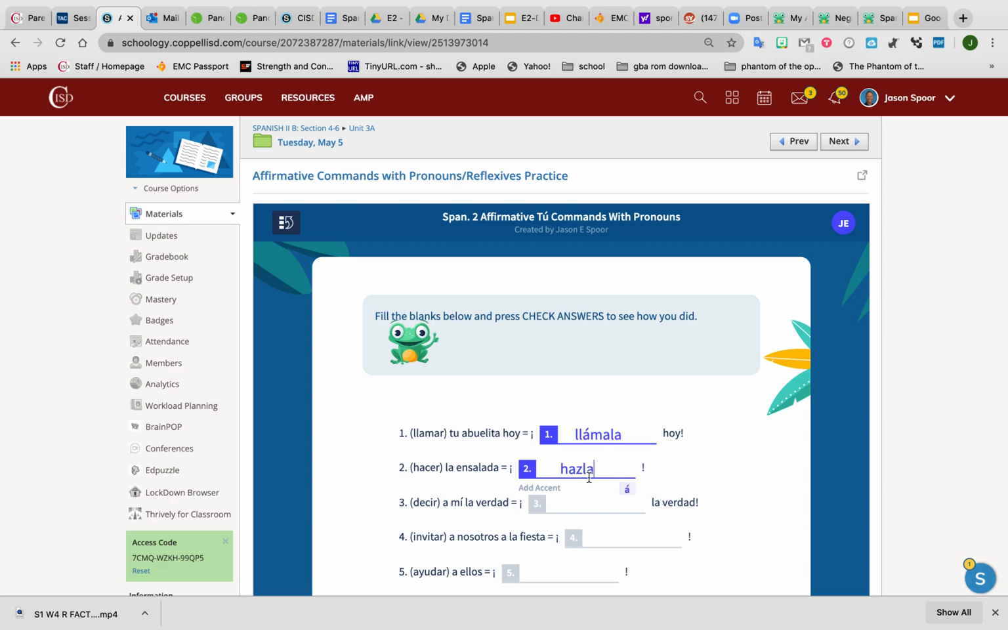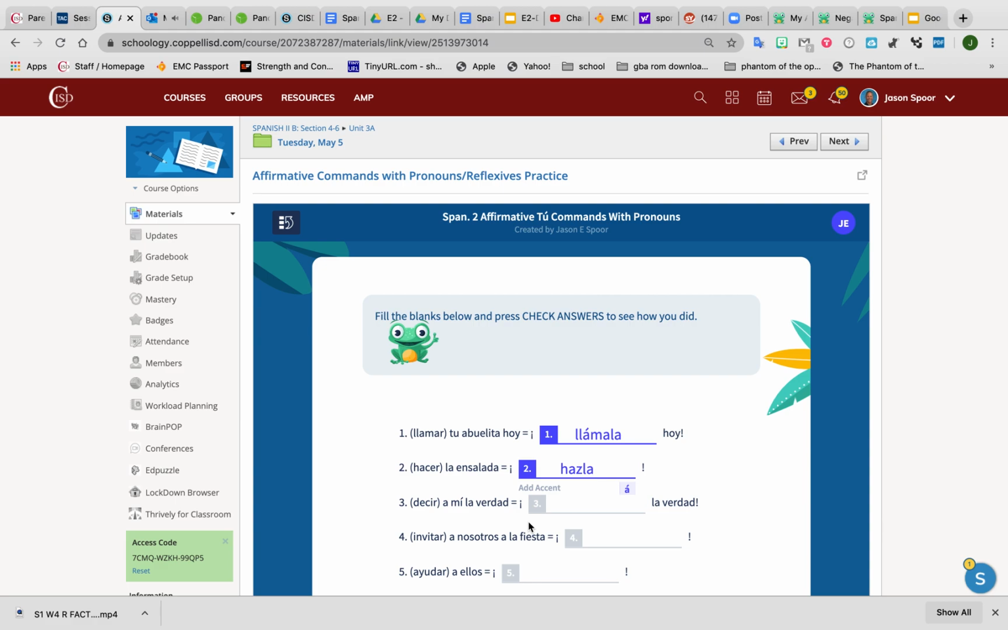Now, do I need to put an accent mark? Well, there needs to be more than 2 syllables to the word. So la is 1 syllable. We always count from the end back when figuring this out. Haz is the 2nd syllable. So no, there's not more than 2 syllables. I'm good. I don't need to add an accent mark.